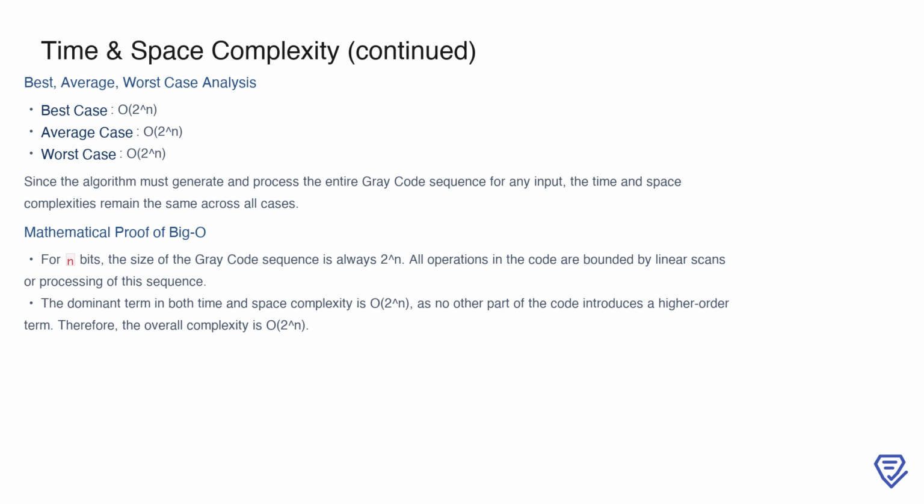Let's now analyze the best, average, and worst-case scenarios for this algorithm. Regardless of the input, the algorithm always generates and processes the entire gray code sequence of size 2^n. As a result, the time and space complexities remain O(2^n) in the best, average, and worst cases. This consistency is due to the predictable structure of the algorithm, where the dominant factor is the size of the gray code sequence.